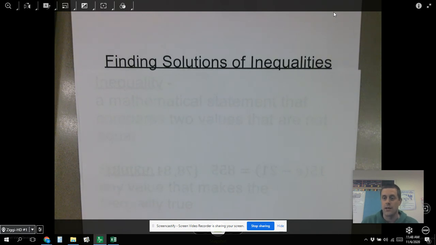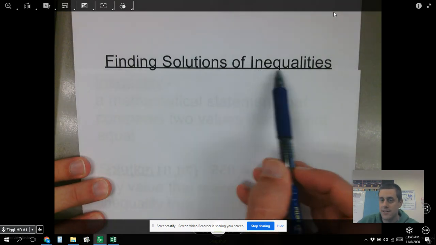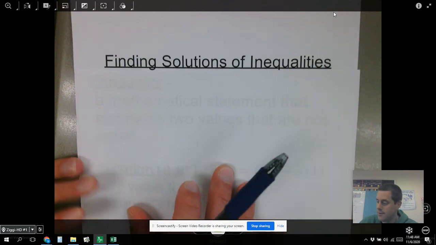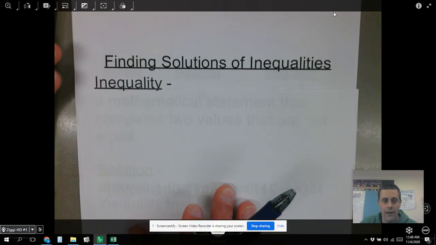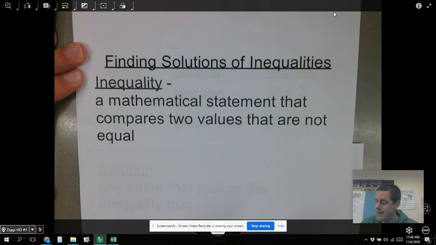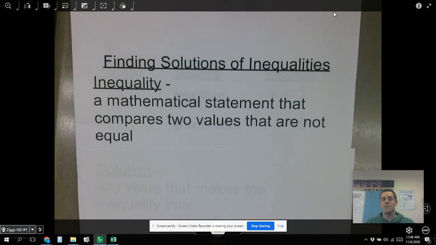We're going to move on in the world of algebra. In previous lessons we were studying equations. Today we're going to start discussing inequalities. An inequality is any mathematical statement that compares two values that are not equal.